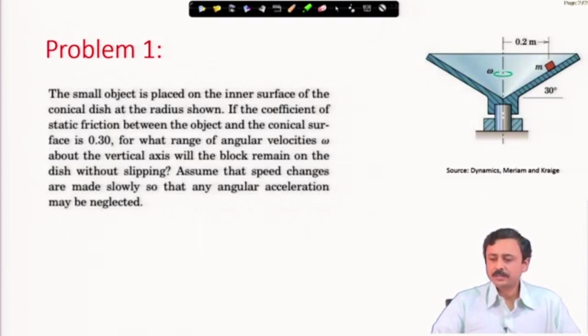From the figure you can see this conical dish, how it is rotating and where the object is placed, and this angle is also specified. The whole system is in a uniform gravitational field.